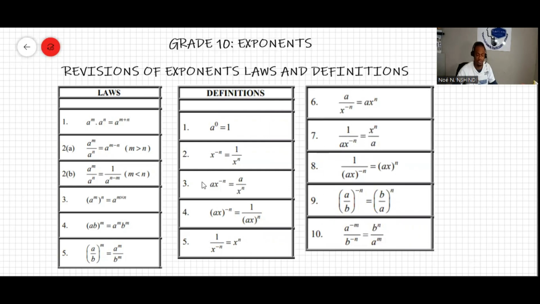We also have these formulas. Formulas 2, 3, 4, 5, 6, 7, and 8 are very similar to each other, and then 9. When we have a negative exponent in a fraction, a over b raised to negative n is the same thing as b over a raised to positive n. When the exponent is negative, you can switch the numerator and the denominator and make the exponent positive. And a to the negative m over b to the negative n is as good as b to the positive n over a to the positive m.